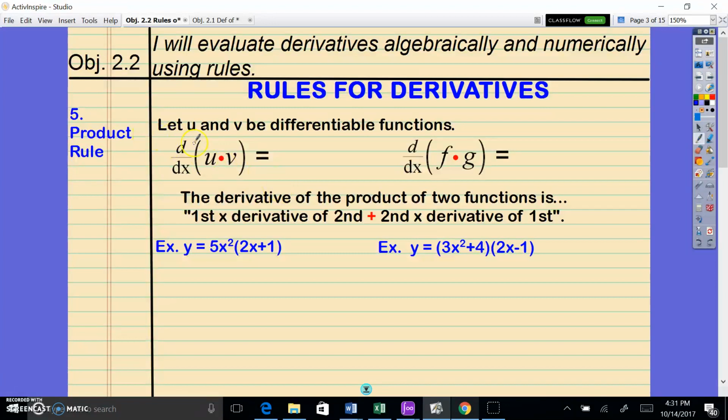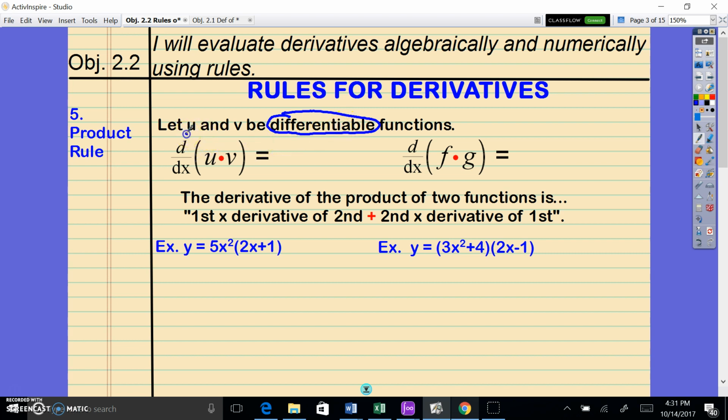So what happens when you have two differentiable functions? I want to make sure that I explain the word differentiable, because sometimes students struggle with that. Differentiable simply means that you are able to take the derivative. So that's what differentiable means. You can take the derivative.